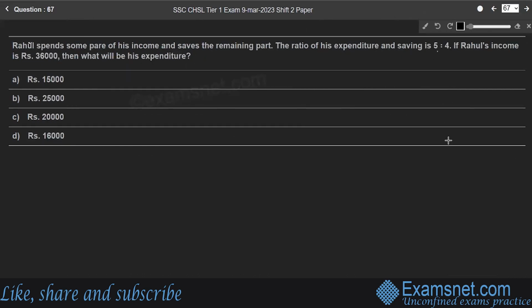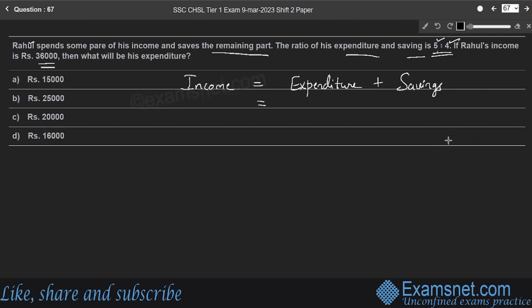Question 67. Rahul spends some part of his income and saves the remaining part. The ratio of his expenditure and savings is 5:4. If Rahul's income is 36,000 rupees, then what will be his expenditure? Here, students, we know that income is the sum of his expenditure and savings. Income is equal to expenditure plus savings. The ratio of expenditure to savings is 5:4. If you consider expenditure as 5x, savings will be 4x, right?